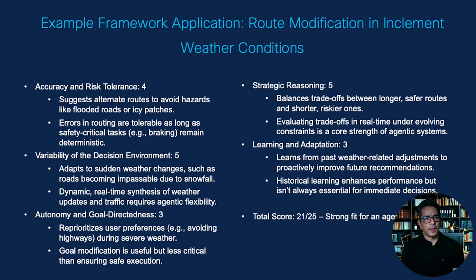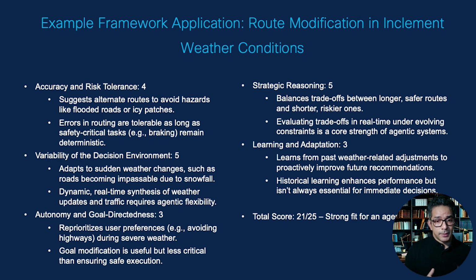And the scenario that I'm using to apply this framework is route modification in inclement weather conditions. Walking through the 6 vectors in terms of accuracy and risk tolerance, the score I've assigned is 4 because the system will suggest alternate routes to avoid hazards like flooded roads or icy patches. Errors in routing are tolerable as long as safety critical tasks, example braking or even visibility, remain deterministic.